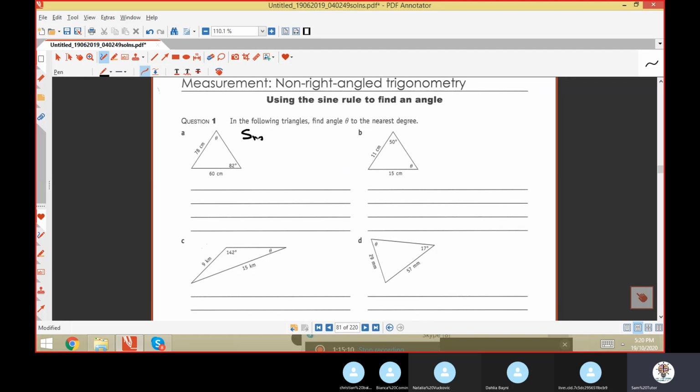So you have sine theta going towards 60, so it'll be over 60, is equal to sine 82 over 78. You follow that? The next step will be getting rid of that 60 by multiplying. So sine 82 times 60 all over 78. And just as you think that might be over, you have to do inverse after that. So you go theta is equal to sine inverse of everything I just chucked in. Okay? And that's the final step.